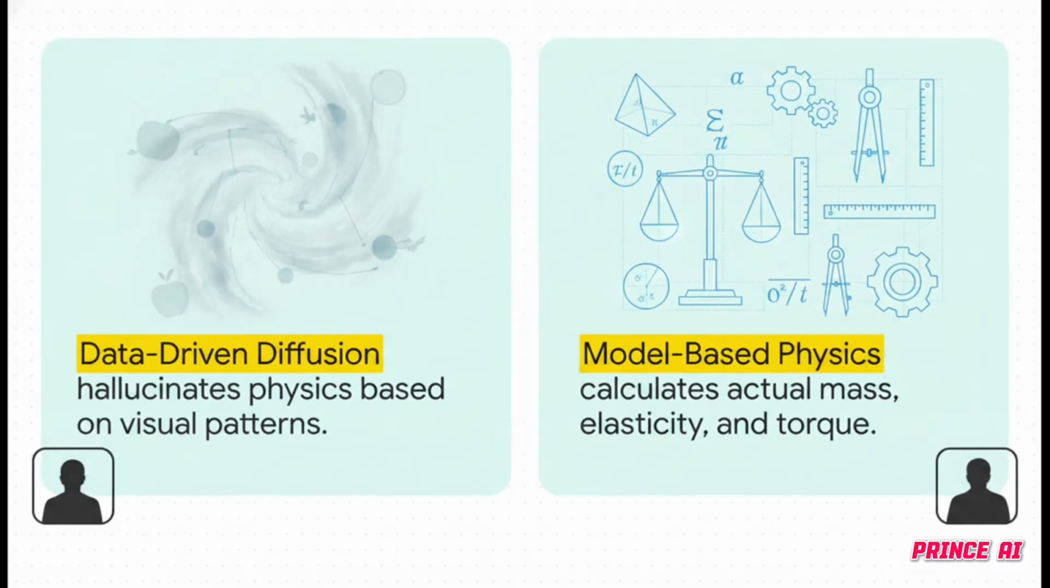On one side, you've got standard data-driven diffusion, which honestly often hallucinates physics because it's just predicting based on visual patterns. On the other side, you've got PhysGen's model-based approach, calculating actual mass, elasticity, and torque. It's essentially the difference between a dream and a simulation.